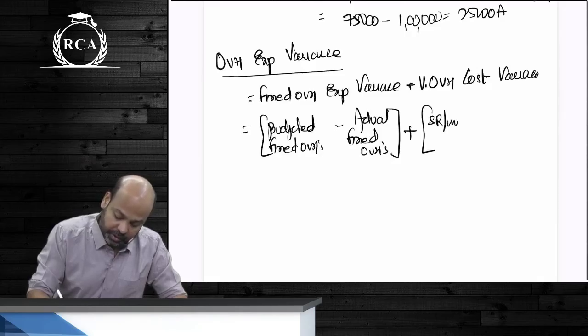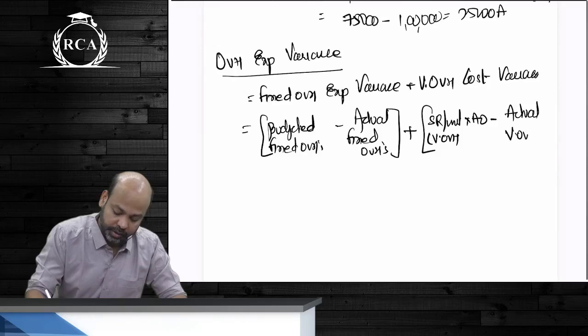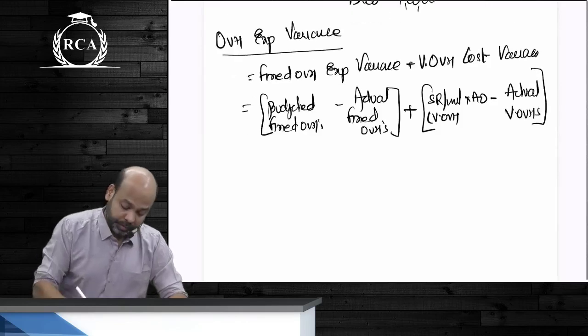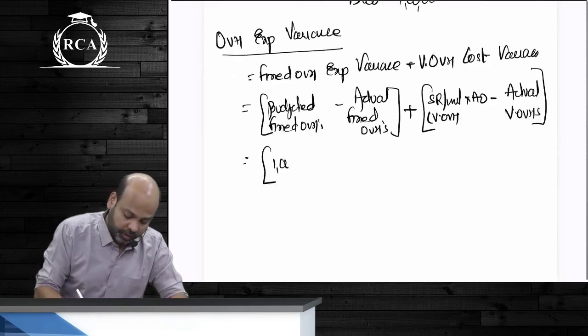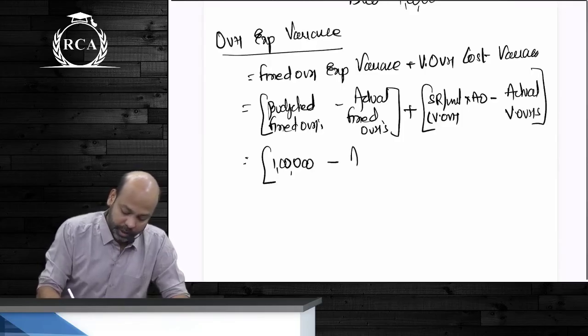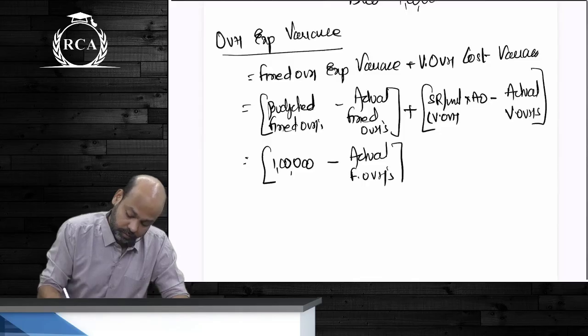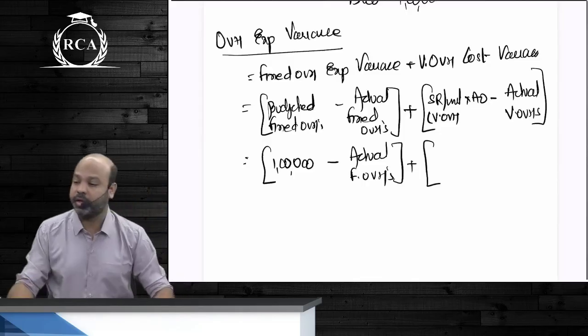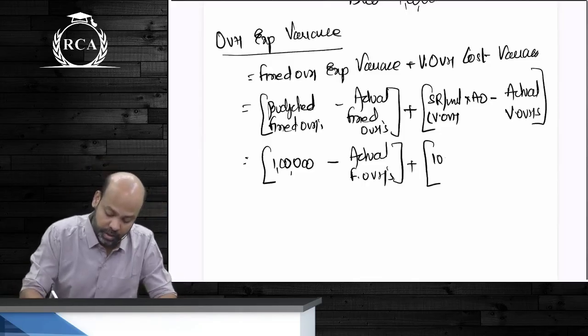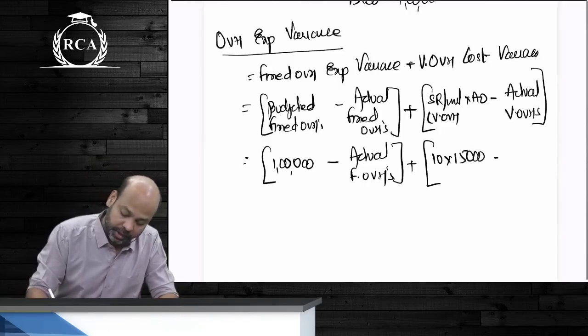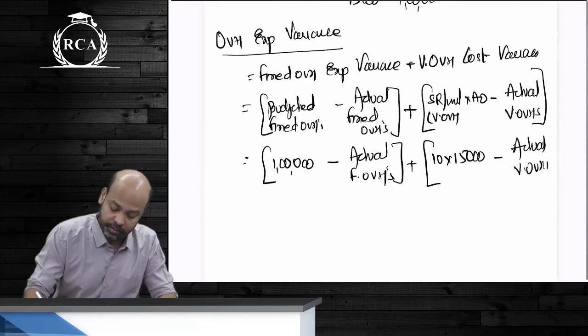Standard rate per unit. Remember, it is only for variable overheads into actual output minus actual variable overheads. Yes or no, beta? Budgeted fixed overheads we already know is 1 lakh. Actual fixed overheads I do not know. Standard rate per unit for variable overheads is 10 rupees multiplied by how much? 15,000 units minus actual variable overheads.